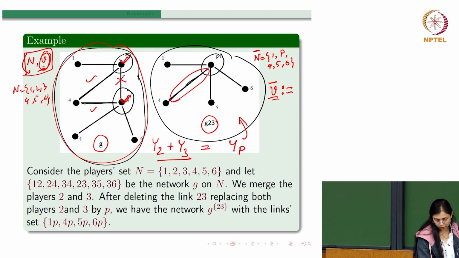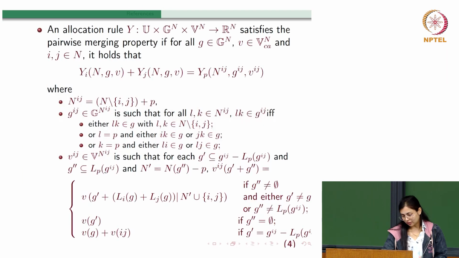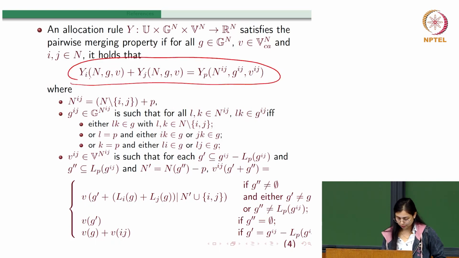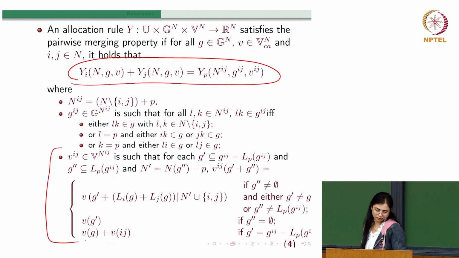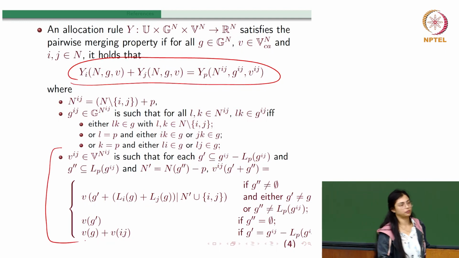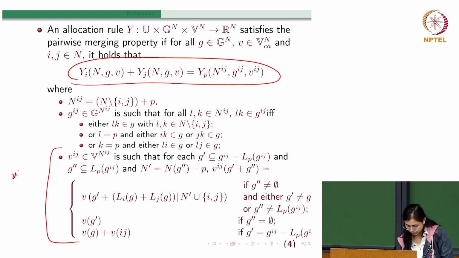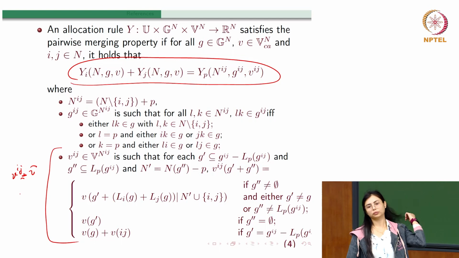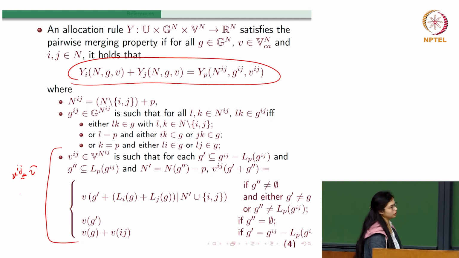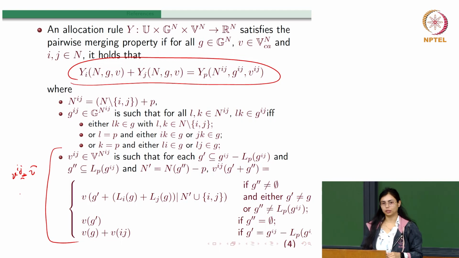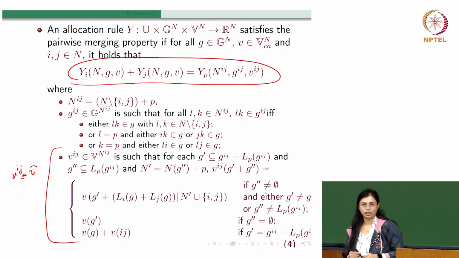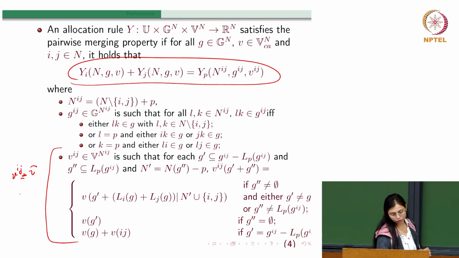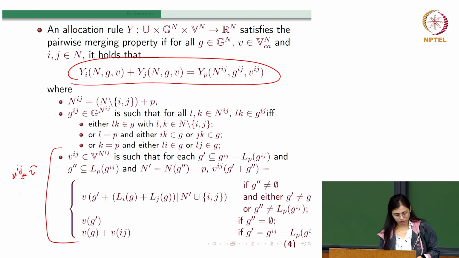Next, these are very technical. This is how we define the pairwise merging property, and this is how we define the reduced game on V bar. I can say this is V, mentioned as Vij, which is equivalent to V bar. These are a little technical, but it is a similar kind of pairwise stability: we merge two players into one player and we have a reduced network game, and from that network game we can have this kind of allocation.